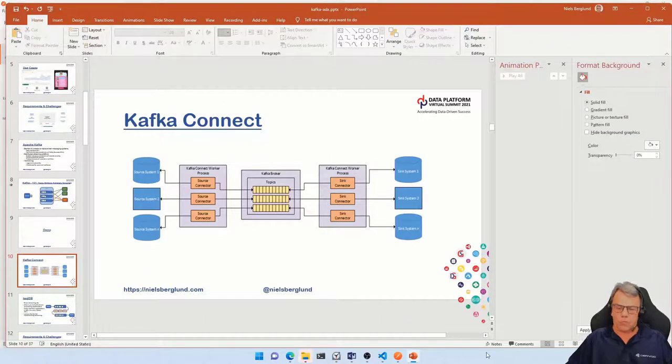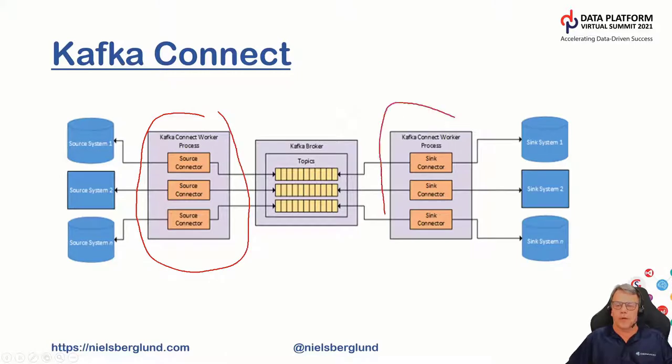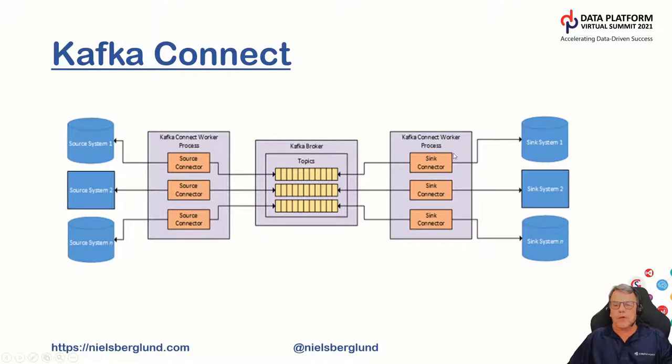And then what we have here, so now we have a Kafka Connect worker process, and we have something called connectors. We have source connectors, and we have sink connectors. The source connector gets data from the source system, right? Pushes it to Kafka, to topics, and the sink connector on this side grabs data from the topics and pushes it to sink systems. And we'll see an example of that later when we're talking about Azure Data Explorer.